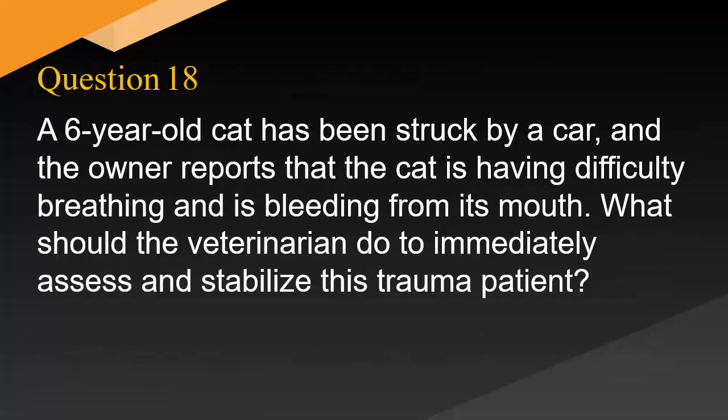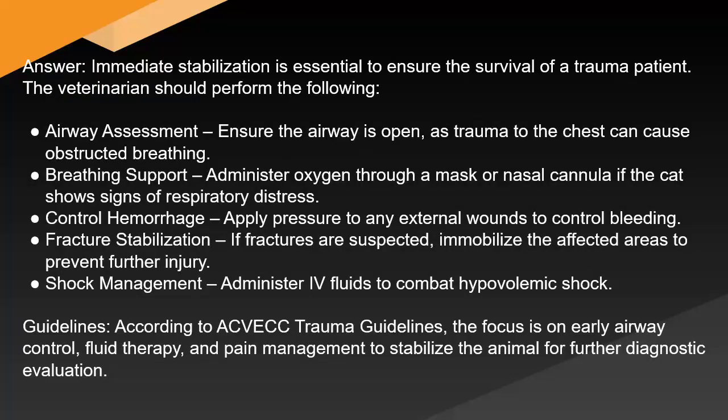A 6-year-old cat has been struck by a car, and the owner reports that the cat is having difficulty breathing and is bleeding from its mouth. What should the veterinarian do to immediately assess and stabilize this trauma patient? Answer. Immediate stabilization is essential to ensure the survival of a trauma patient. The veterinarian should perform the following.